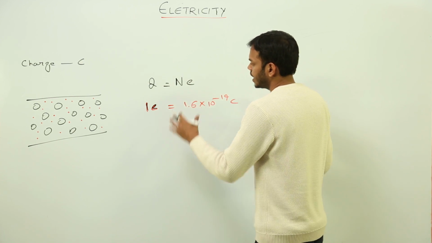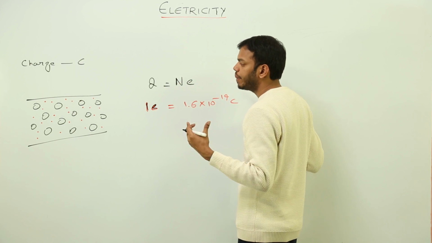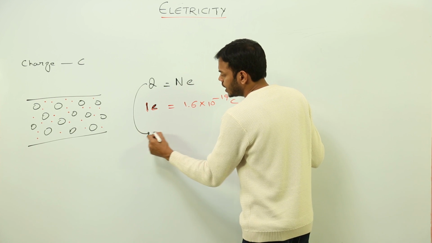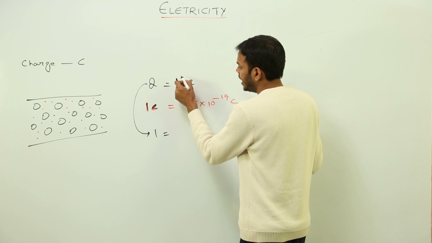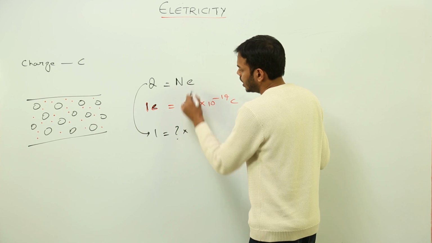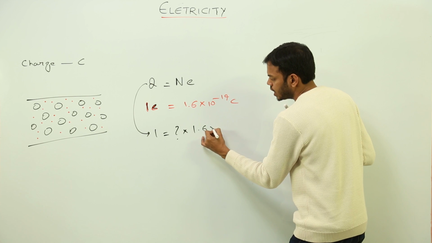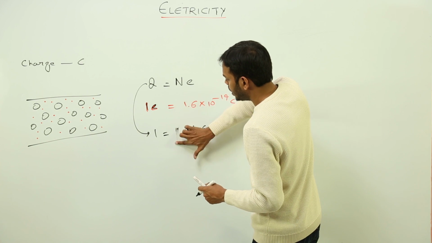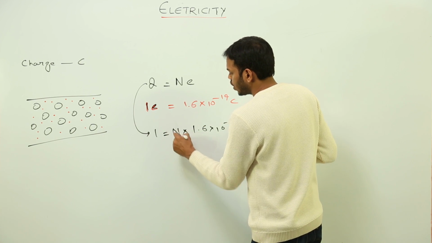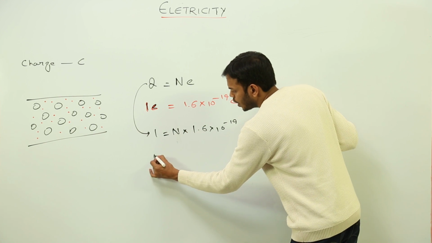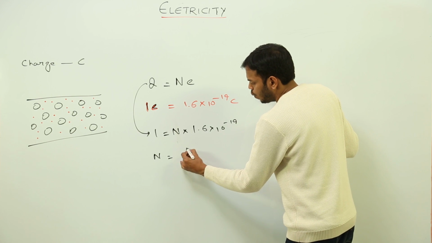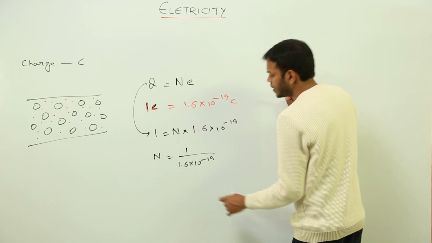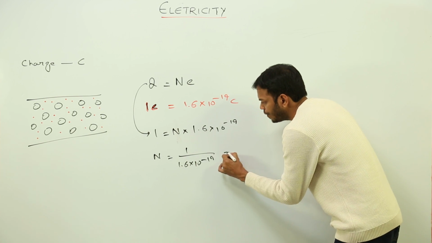So to find the total number of electrons present in 1 coulomb of charge, what we are going to do is this: 1 coulomb equals n, the number I don't know, times the electronic charge, 1.6 into 10 raised to power minus 19. Instead of this question mark, I'll replace it with n, so I have to find the value of n. So n comes out to be 1 upon 1.6 into 10 raised to power minus 19. How can we solve it?